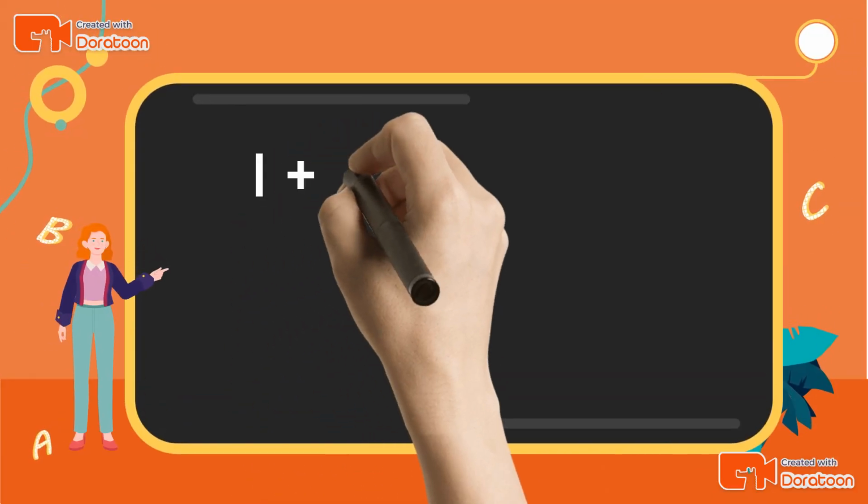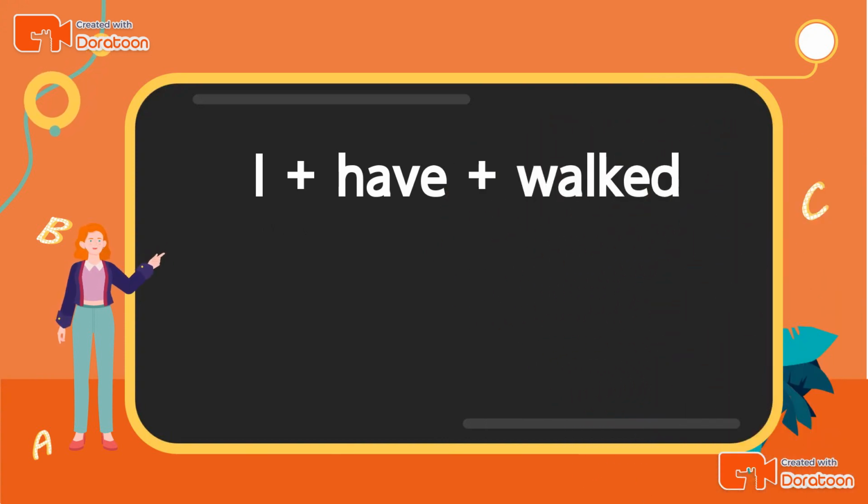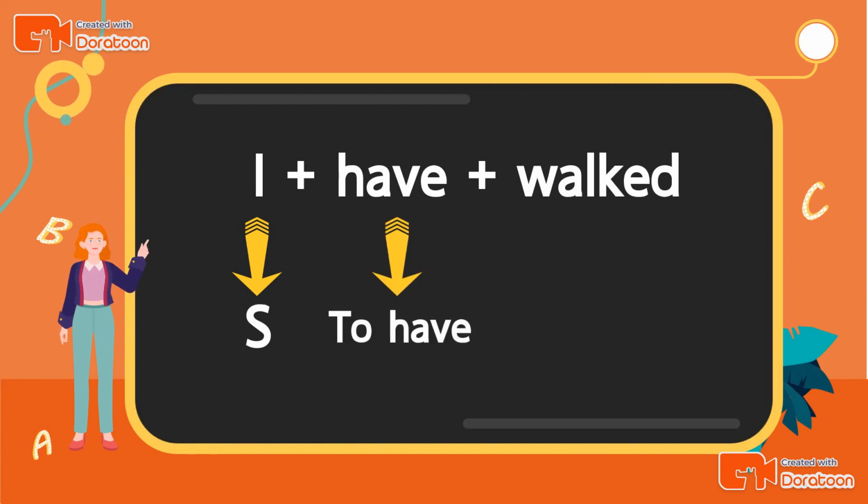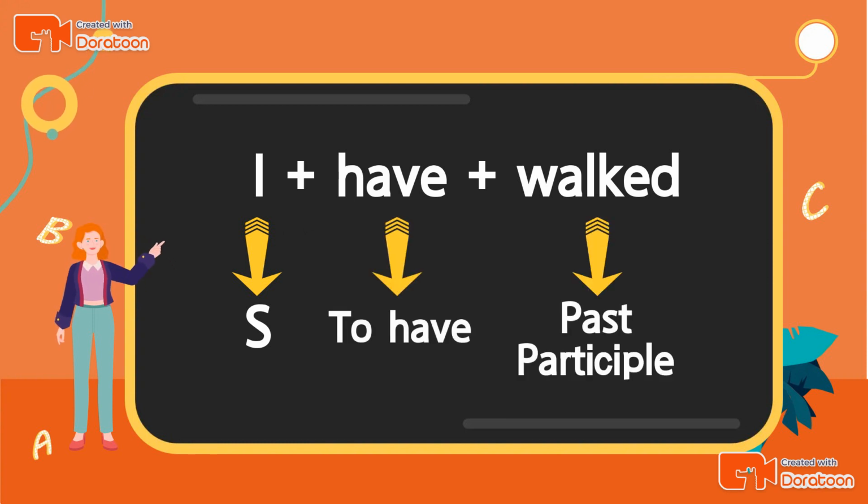Here we have a simple sentence to illustrate the use of the present perfect. The subject, I, plus the appropriate form of the auxiliary verb to have plus the past participle of the main verb, in this case, walked. We can also add a complement to the sentence if necessary.